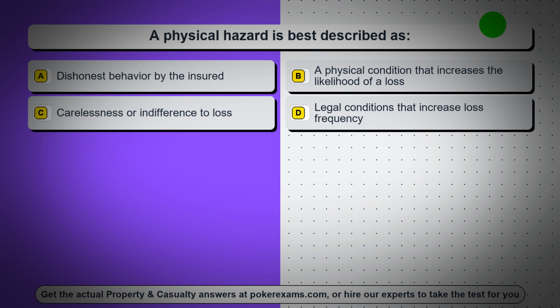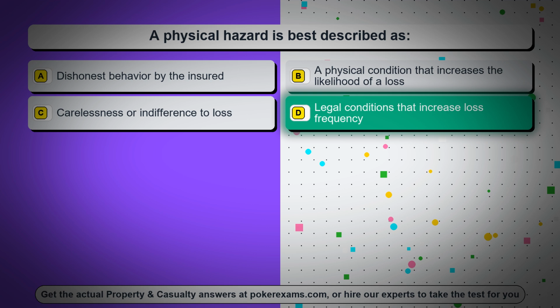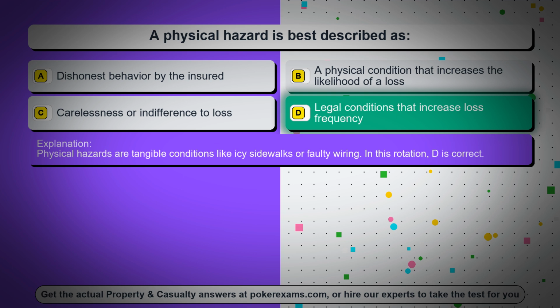Question 96. A physical hazard is best described as, option A, dishonest behavior by the insured. Option B, a physical condition that increases the likelihood of a loss. Option C, carelessness or indifference to loss. Option D, legal conditions that increase loss frequency. The correct answer is option D, legal conditions that increase loss frequency. Physical hazards are tangible conditions like icy sidewalks or faulty wiring. In this rotation, D is correct.